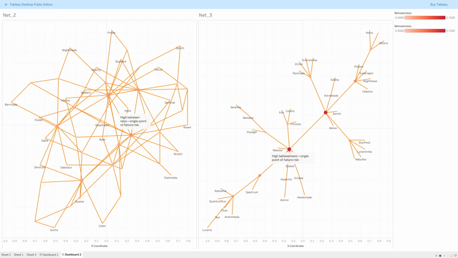My overall assessment is that Network 2 requires targeted protection of its hubs, while Network 3 requires structural improvements to reduce reliance on critical nodes. These insights come directly from the network graph visualization, which makes risk a little easier to see.